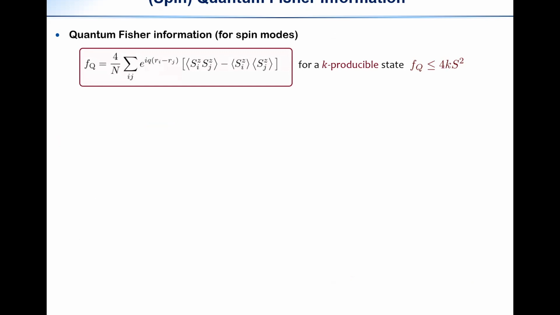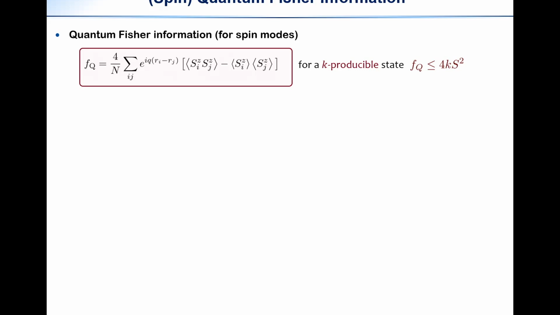This brings us to the idea of the spin quantum Fisher information, because the total spin is nothing but a structure factor, the specific momentum Q equal to 0 structure factor. If you generalize to the structure factor at all different momenta via the Fourier transform, you have the quantum Fisher information, defined from S_i S_j minus the average of S_i times the average of S_j, so the fluctuation, the standard deviation of the spin at i and j. As we just discussed, the upper bound of this quantity is controlled by the entanglement depth k times S squared.